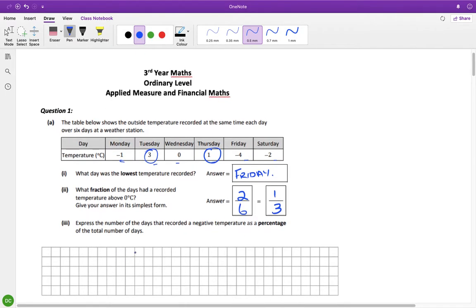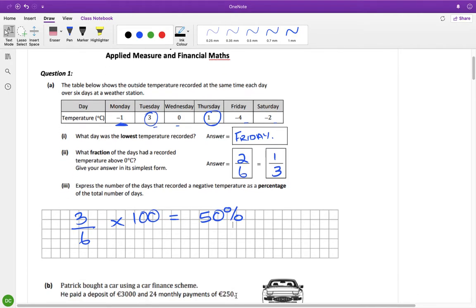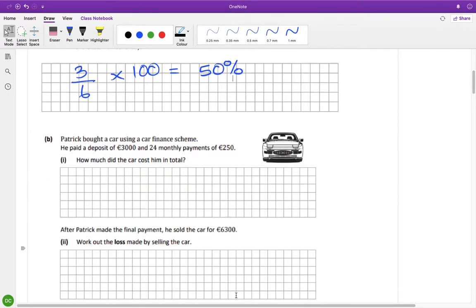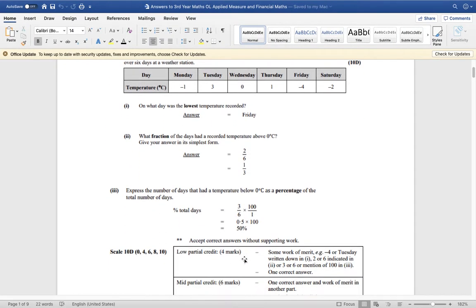Express the number of days that recorded a negative temperature as a percentage of the total number of days. So recorded a negative temperature. So that's 1, 2, 3 out of 6. And then to make it a percentage, you multiply by 100. That should be 50%. Sorry, I'm supposed to be checking these as I go. So Friday, a third, and 50%.